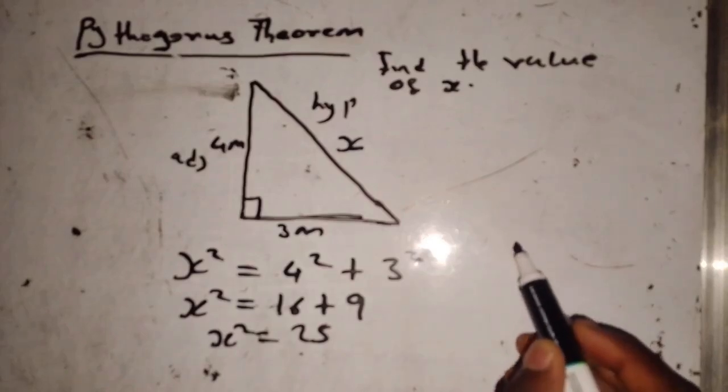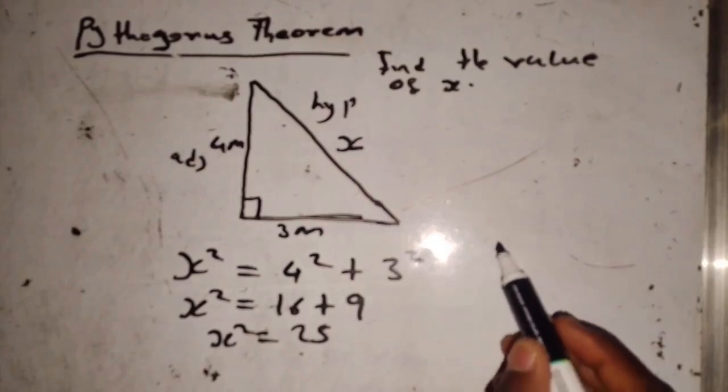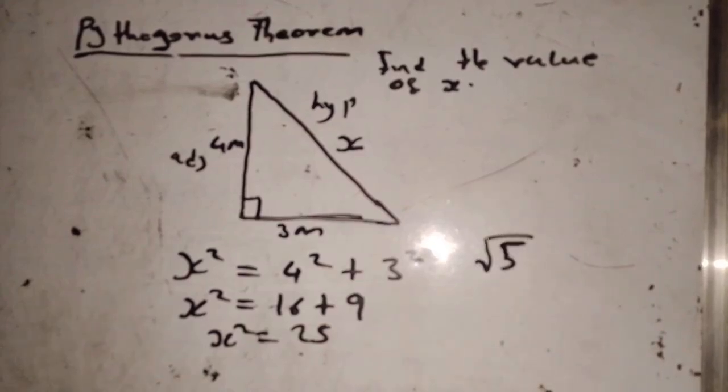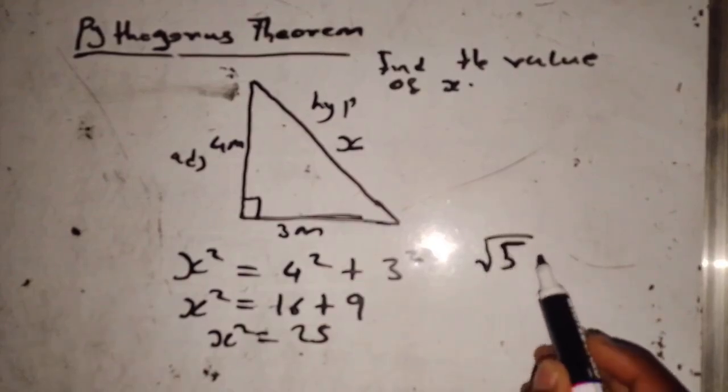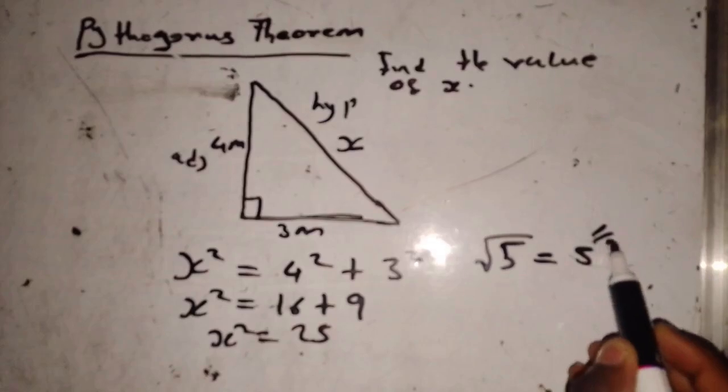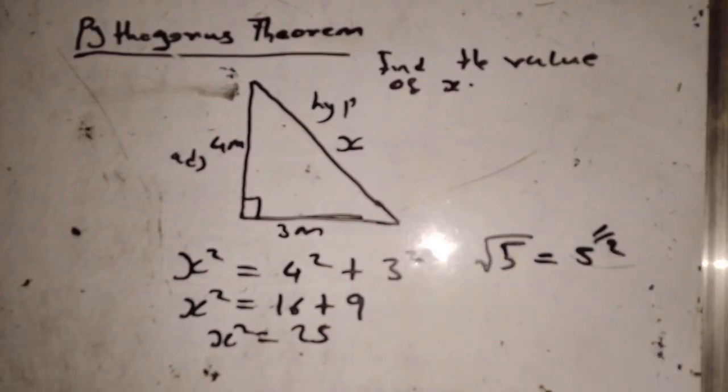A square root, let's say we have the square root of 5. This can also be written as 5 to the power 1 over 2. So this is what it means.